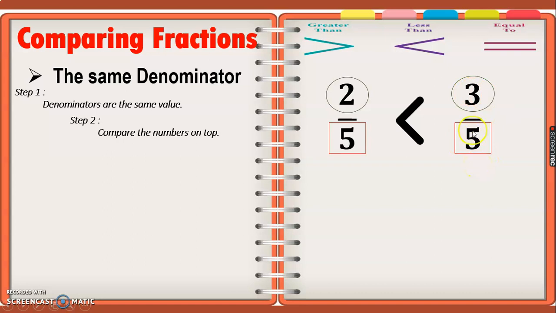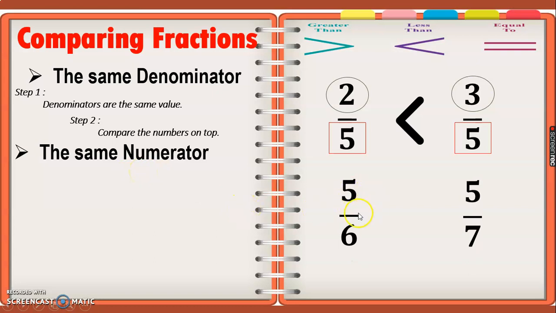Or you can read it as 3 over 5 is greater than 2 over 5. Do you understand, kids? Again, this is when you compare the same denominator. All you have to do is compare the numbers on the top. So if we have 2 over 5 and 3 over 5, they have the same denominator, so you compare the numbers on the top. That's it. Do you understand? Very easy, right? So next, the same numerator.